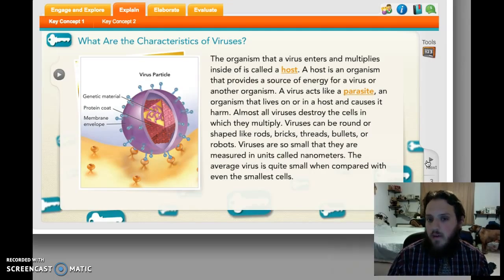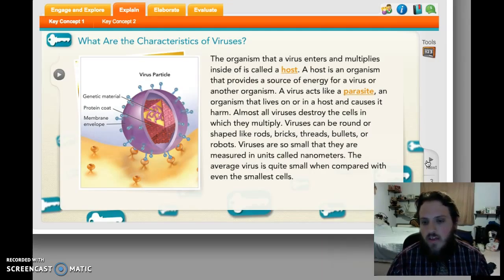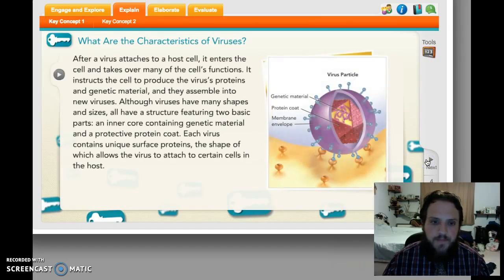If you've ever heard of a parasite, an organism that lives in or on a host and causes it harm, that is very similar to what a virus is. Almost all viruses destroy the cells which they use to reproduce. Viruses can be round, shaped like rods, bricks, threads, bullets, tiny robots. Be curious to see what the tiny robots one looks like. I didn't know about that. Viruses are so small they're measured in a unit called nanometers. So really, really tiny. The average virus is smaller than the smallest cells you might see.